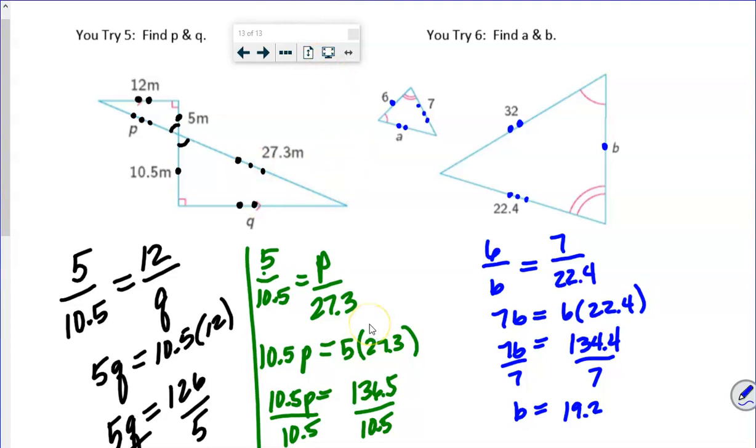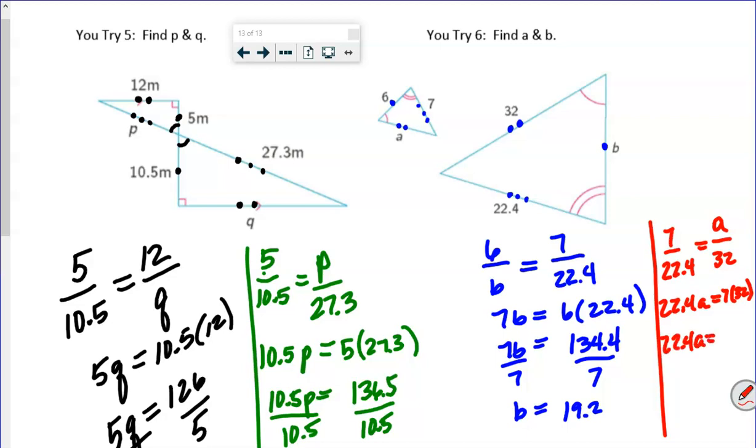All right, so let's do the other one. I'm going to use this ratio again, 7 over 22.4, because that's where our numbers were, right? And we're looking for numbers that we can set up. This time we're going to solve for our a. So a over 32, right? So 22.4a is equal to 7 times 32. 7 times 32 is 224. So 22.4a equals 224. Some of y'all can see the answer already. Divide both sides by 22.4. So a is equal to 10. Okay, now we're going to check it.